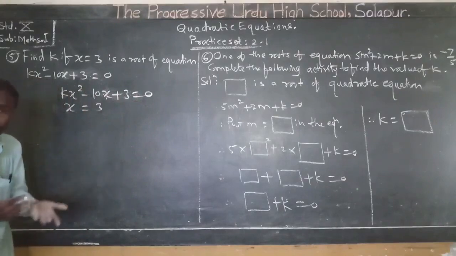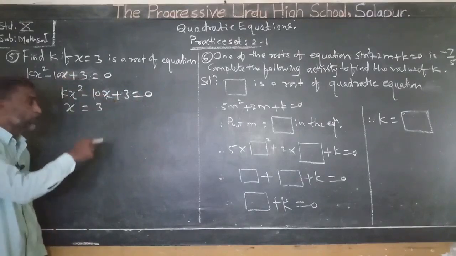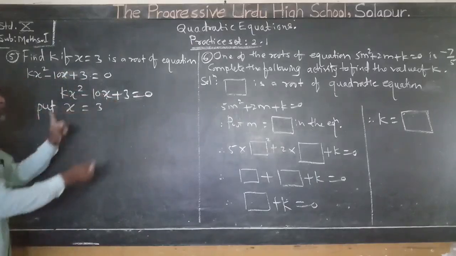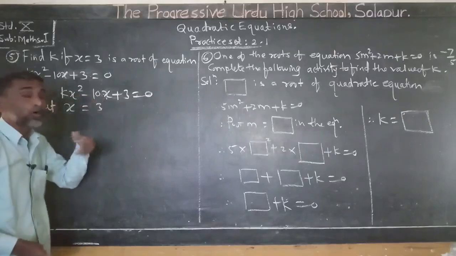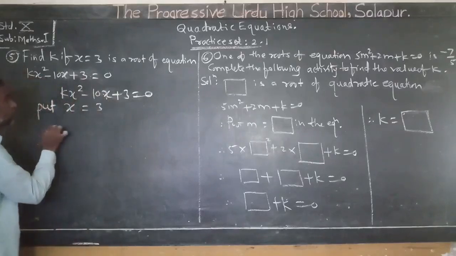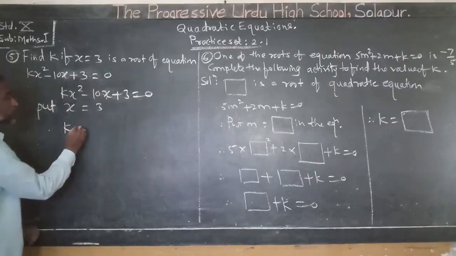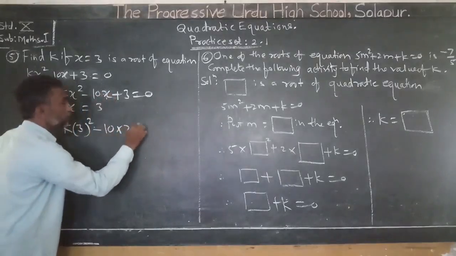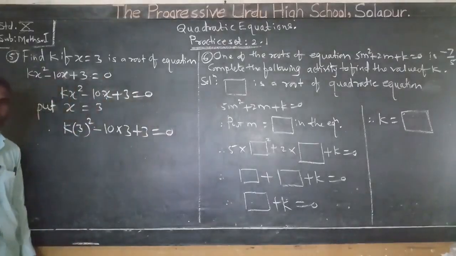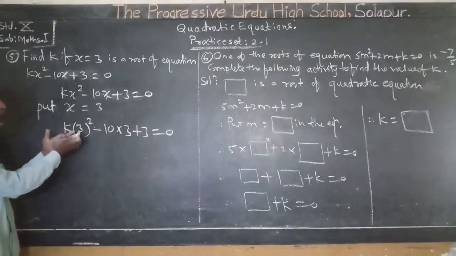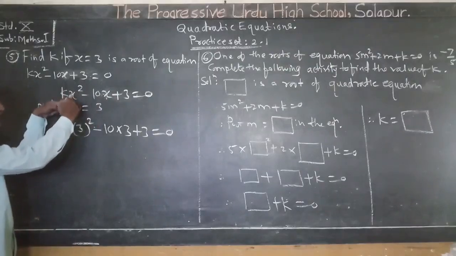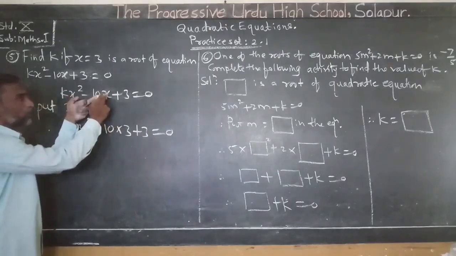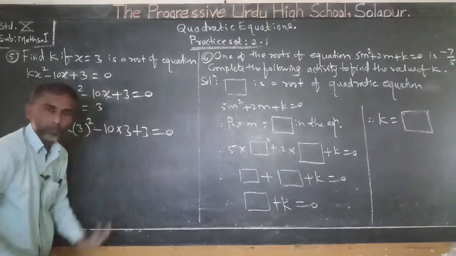Now, as one of the roots of this equation is 3, therefore, put x equal to 3 in this equation. Therefore, k as it is, the value of x is 3 square, minus 10, the value of x again put 3, plus 3 is equal to 0. Instead of x, we have written 3 square as it is, minus 10 as it is, put the value of x as 3, plus 3 is equal to 0.